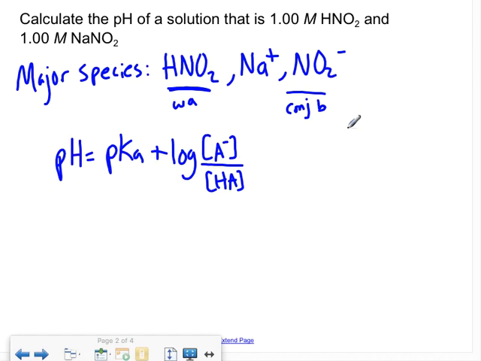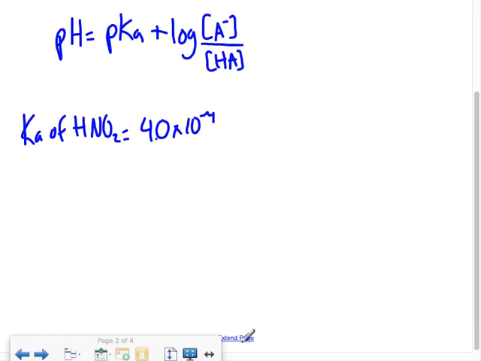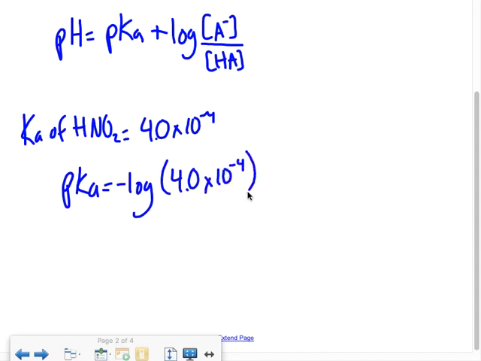Anyway, the pKa is going to be the negative log of the Ka of the acid. So we'd have to look up the Ka of HNO2, which is equal to 4.0 times 10 to the negative 4th. The negative log of that is the pKa. P means the negative log of something, whether it's pH, pOH, pKa, it's just the negative log of it. So the negative log of 4 times 10 to the negative 4th equals 3.4. So that is the pKa of HNO2.